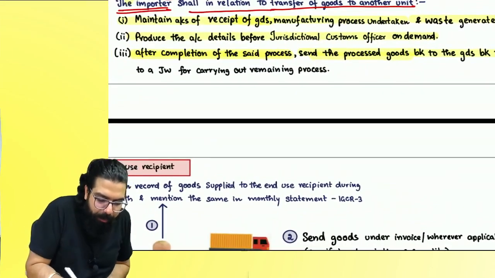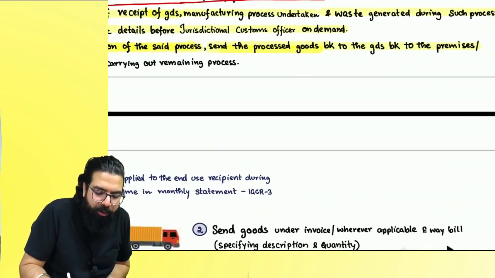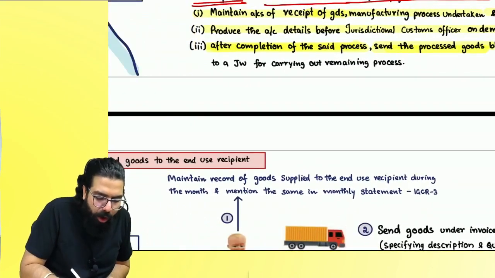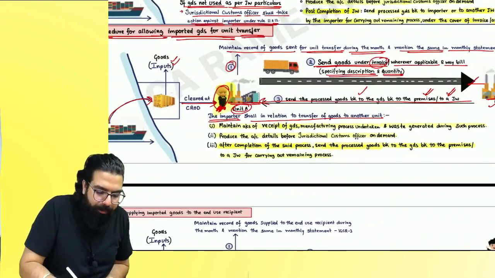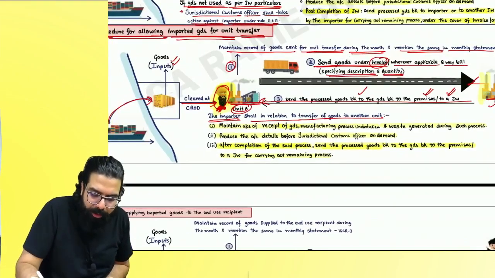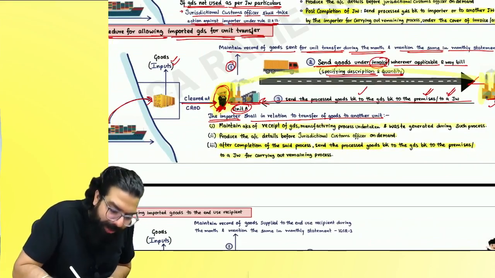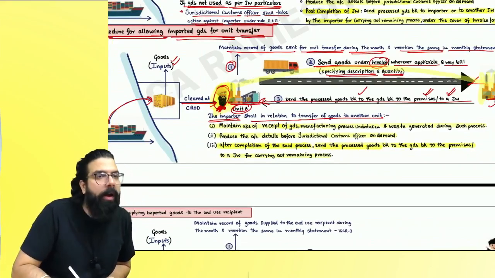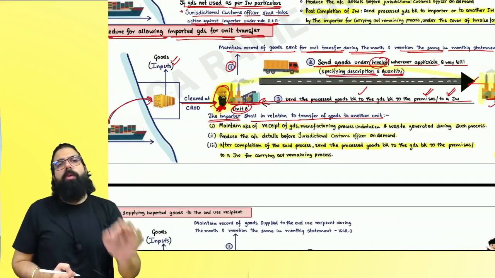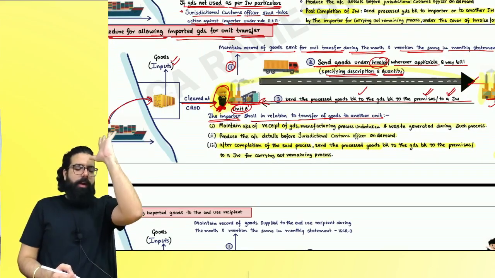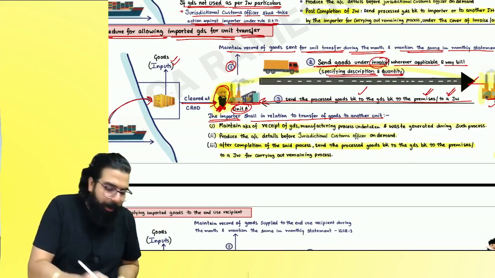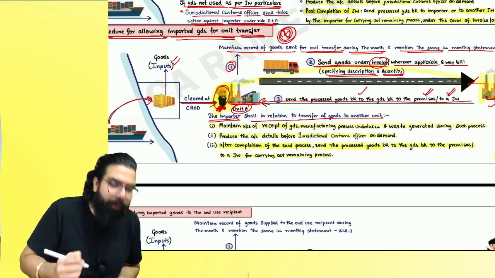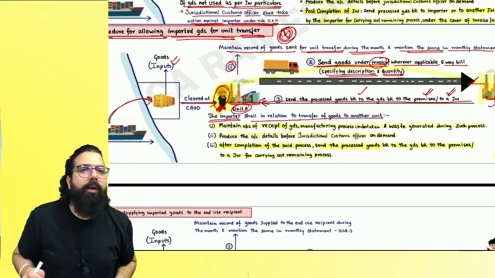And after completion of the process, send the processed goods back to the premises or to a job worker for carrying out the remaining process. It means this importer is the owner of this premises also, right? So he should send it back to inter unit number one, or he can send it for job work also. Is my procedure for sending goods for inter unit clear to all of you? This is a new insertion which is there in the rules. Can we go ahead, everyone?